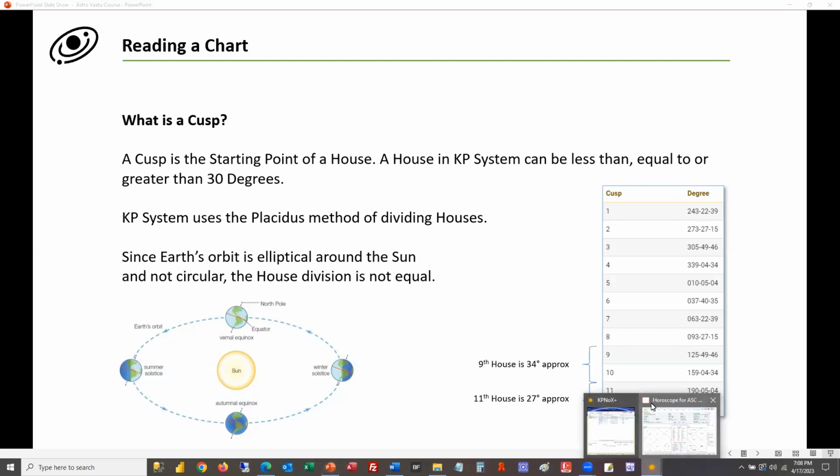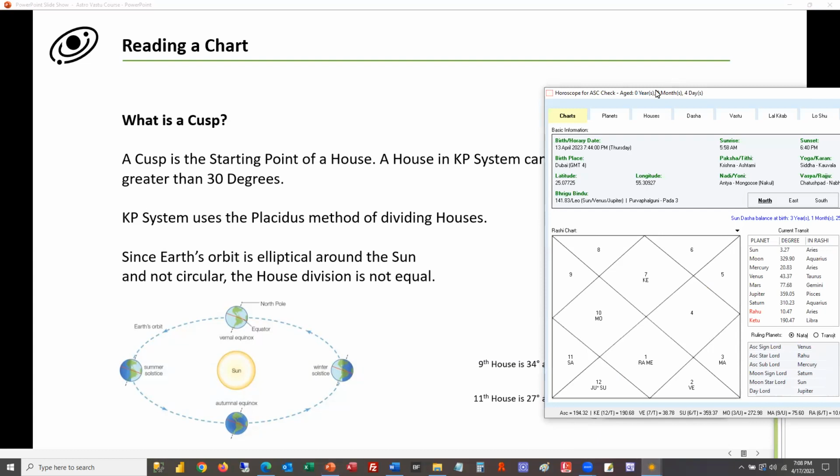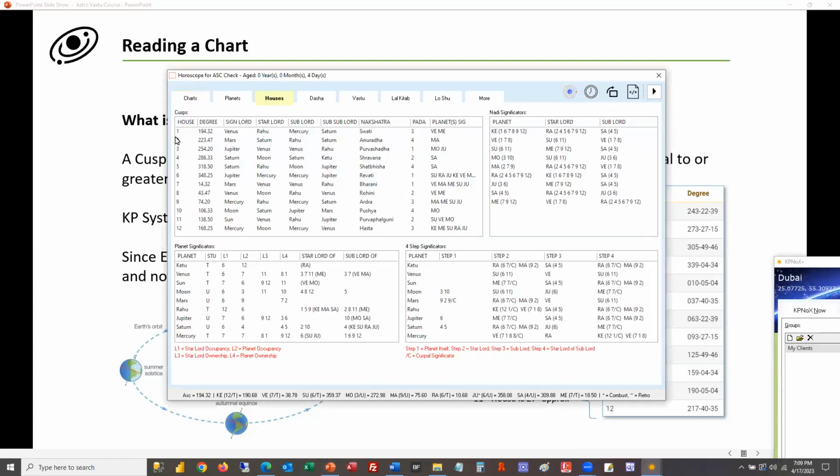Now let's go back to our houses here. Make a note from 1 to 6. Just read from 1 to 6. This is starting at 194.32, whatever it is. The 6th one starts at 348.25.